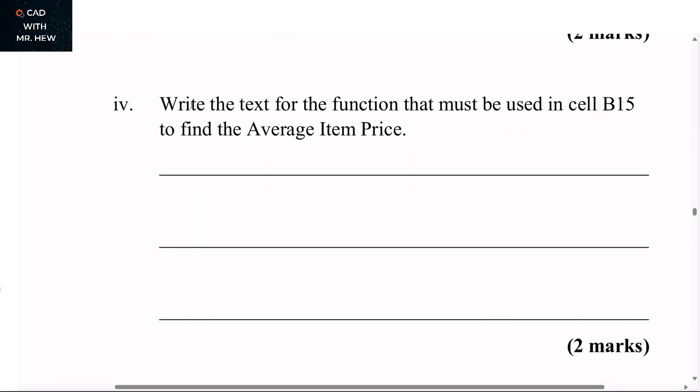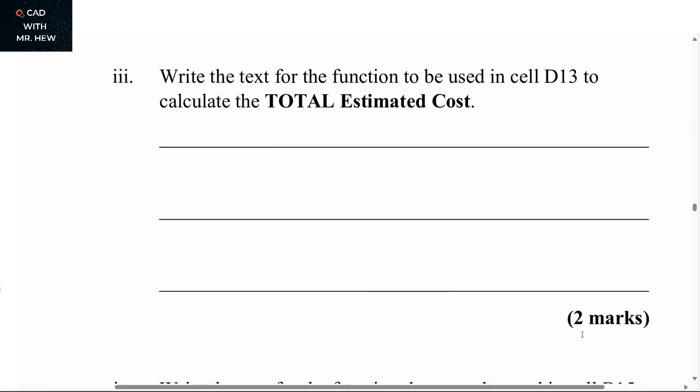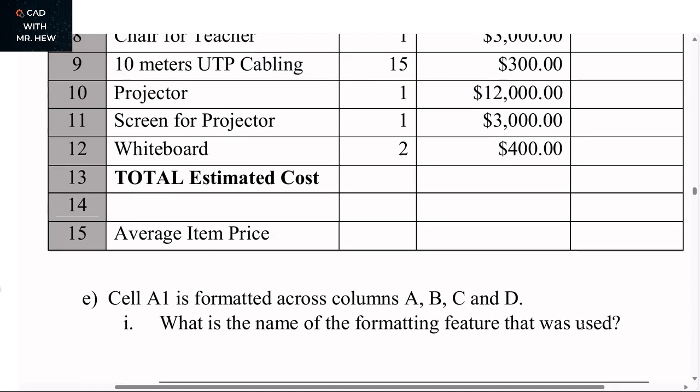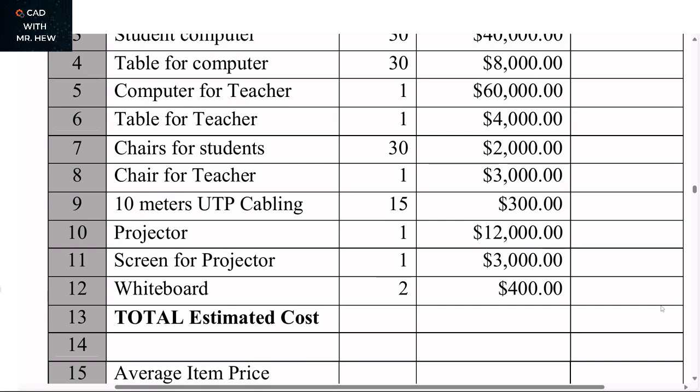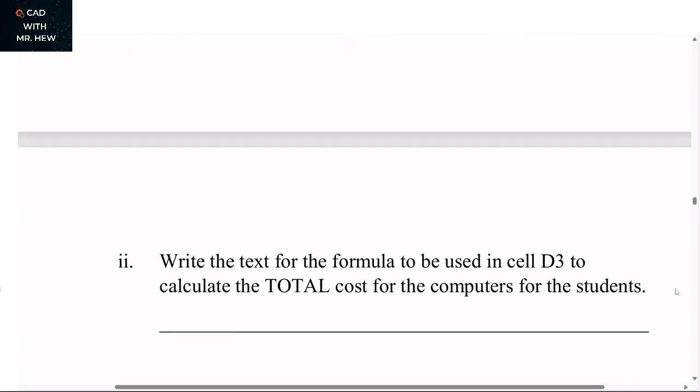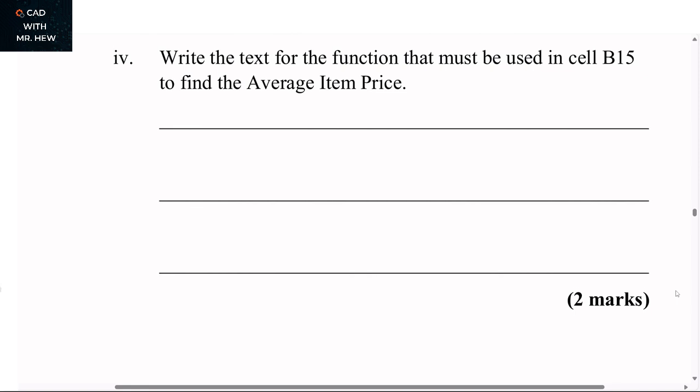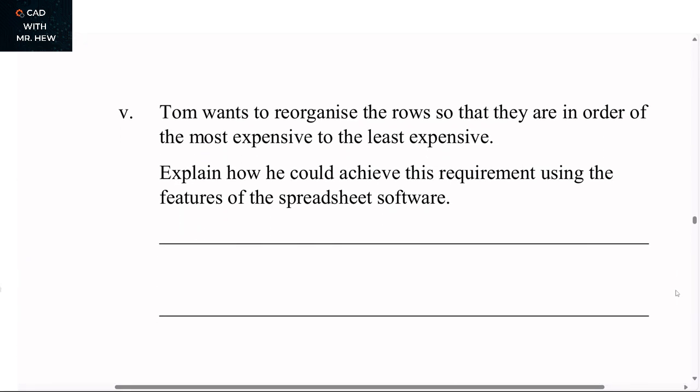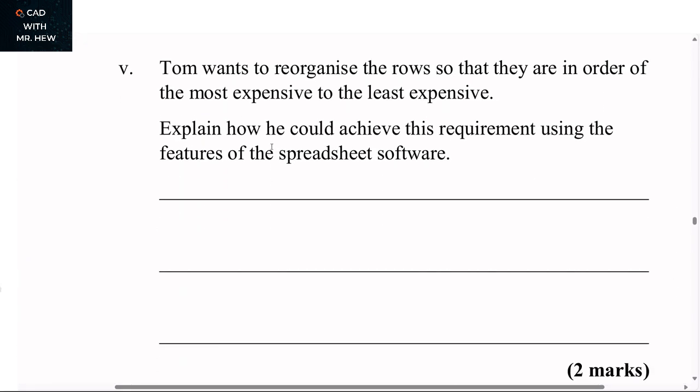Next question. Write the text for the function that must be used in cell B15 to find the average price. This question is worth 2 marks. Here we have the average price here. We're going to go to the next question.